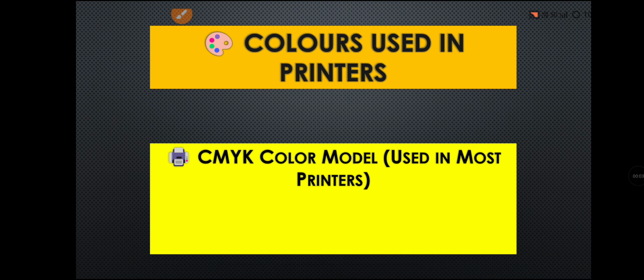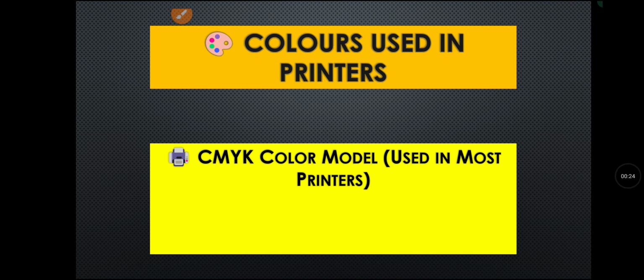Today, let us discuss what colors we use in printers. In a recent video, I already discussed which colors we use on computer screens, mobile, everywhere. There we use the RGB model. But in printers, for printing, which colors do we use? Here we use the CMYK color model, my dear students. So CMYK colors we use here.